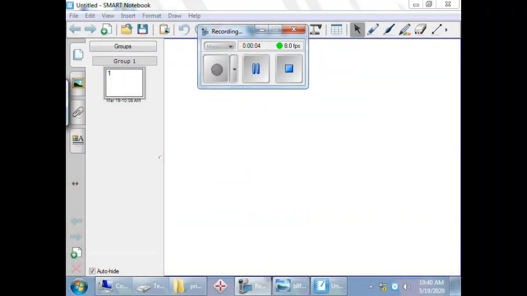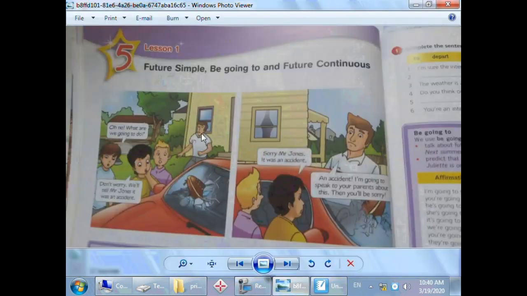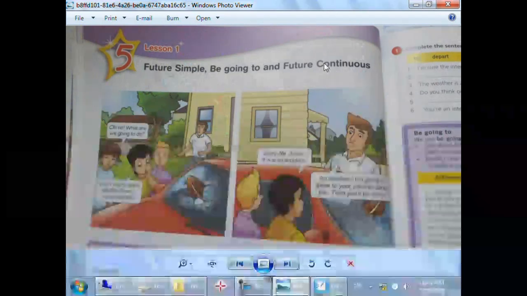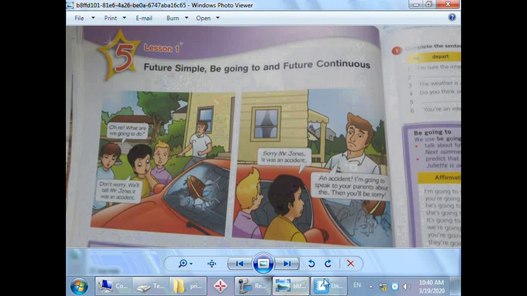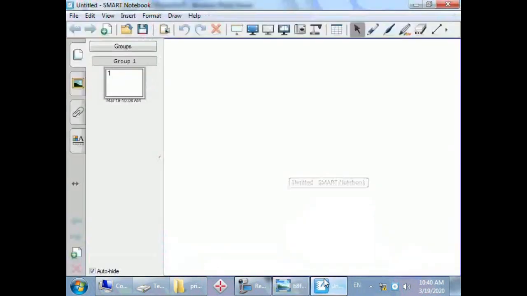Today's lesson is going to talk about the future simple, be going to, and the future continuous. Okay, it's a lot, I know. Okay, let's start with the future simple.